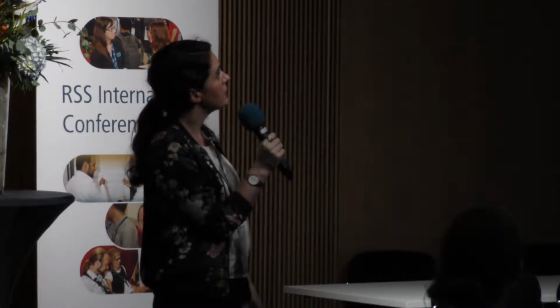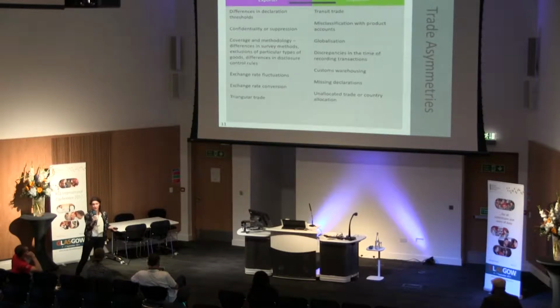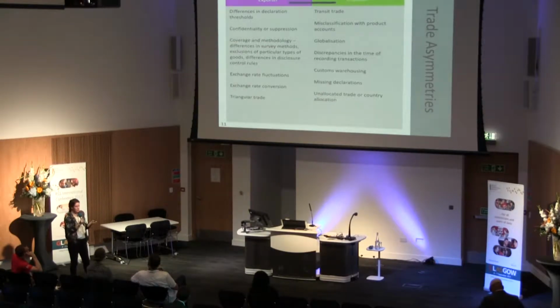Transit trade: a good is moving from country A to country C, passing through country B, and is misallocated as going to country B. That can sometimes happen. Globalization: trade is becoming increasingly complex. It's becoming increasingly difficult to assign a single country of origin when a good can be made up of multiple parts from multiple countries. So that can be quite tricky too.